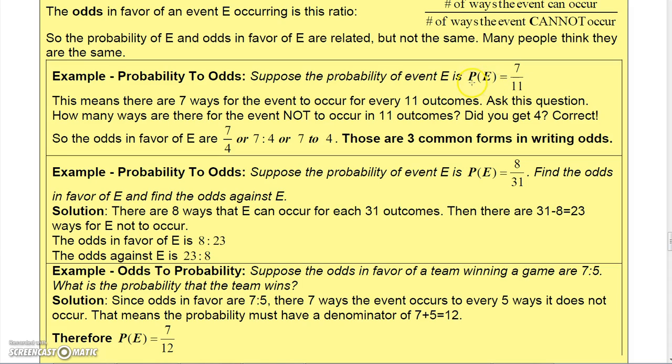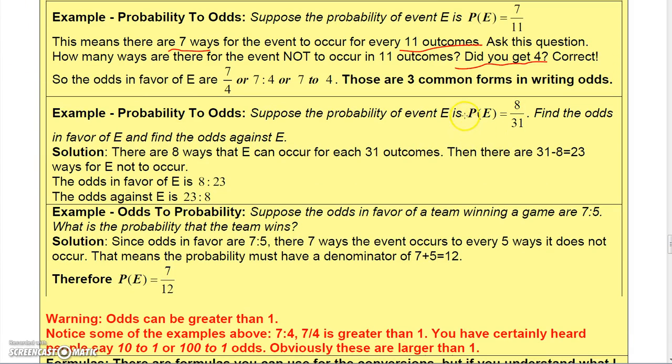So this is how you convert a probability to odds. Let's say the probability of E is 7 out of 11. Well, that means there's 7 ways for the event to occur for every 11 outcomes. So ask this question: how many ways are there for the event not to occur in 11 outcomes? You should have gotten 4. So that means the odds in favor of E occurring are 7 to 4. These are the 3 common forms to write it: 7 over 4, 7:4, or just simply say 7 to 4.